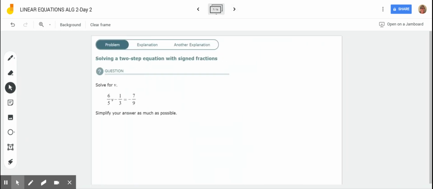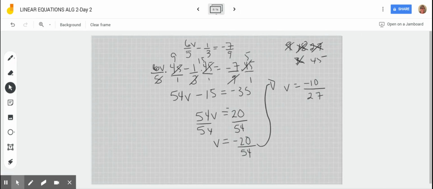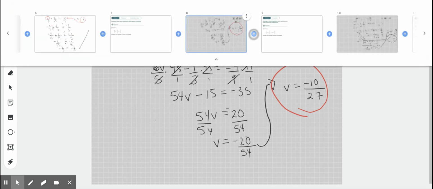Okay, here we go. This one, we got our answer as v is equal to -10/27. Okay, so now we are going to add a page here. Okay, we're going to copy the problem.